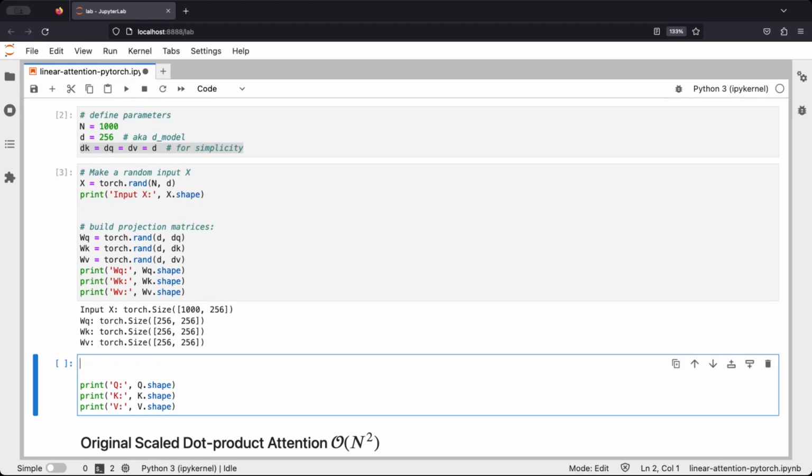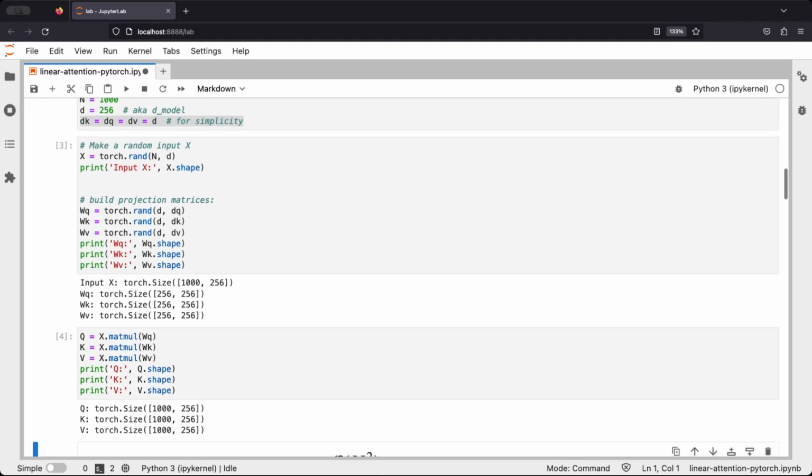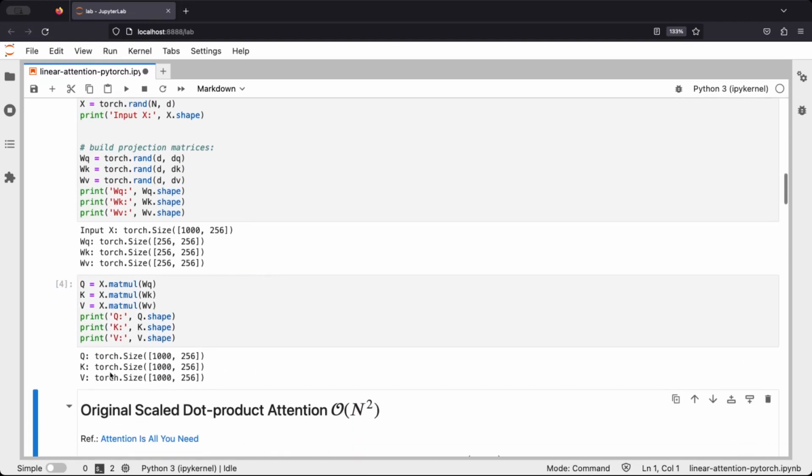So now we are ready to build our query, key, and values. Q is the dot product between X and WQ, so we use matmul, x.matmul with WQ. And similarly for K, we say x.matmul WK. And for V, we say x.matmul WV. Yes, so Q, K, and V are also n by D.